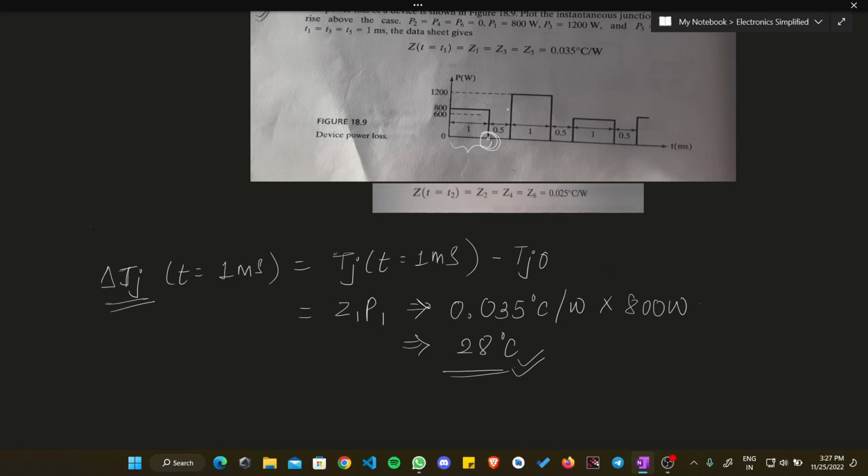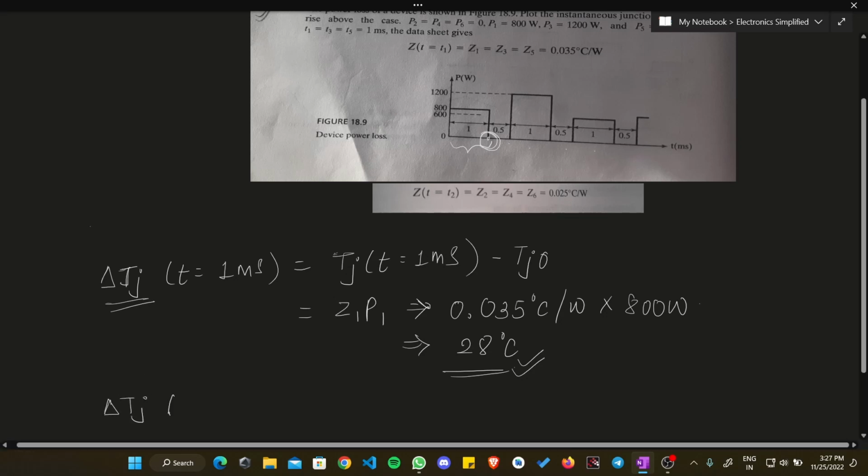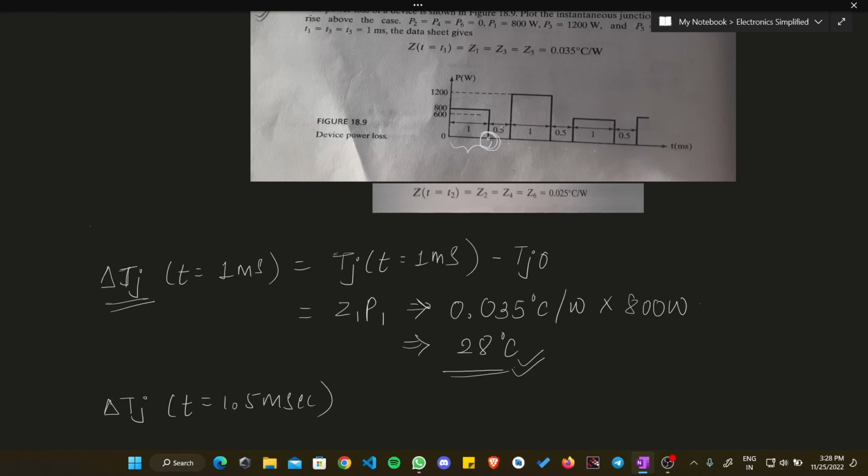Now similarly, we are going to find the junction temperature at the end of the second pulse, third pulse, fourth, fifth pulse, right? So now let's start finding for the other pulses also. Now let's find the delta Tj for t equal to 1.5 millisecond.